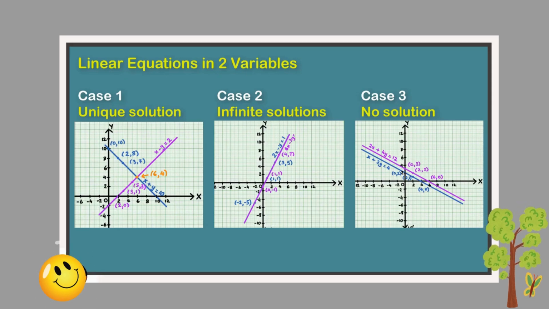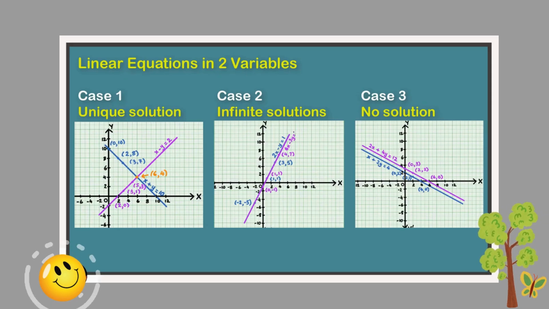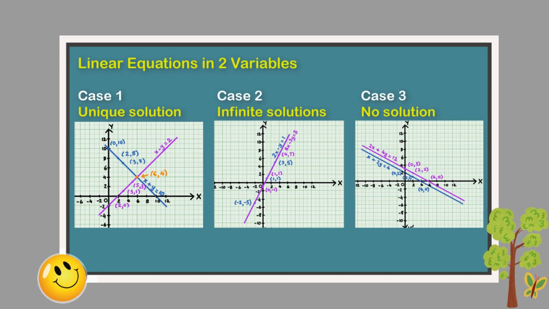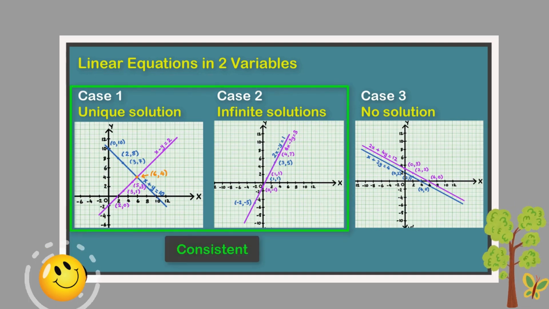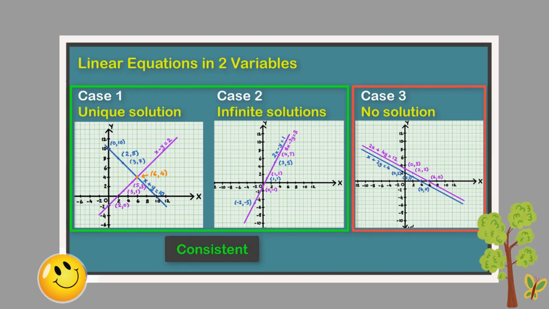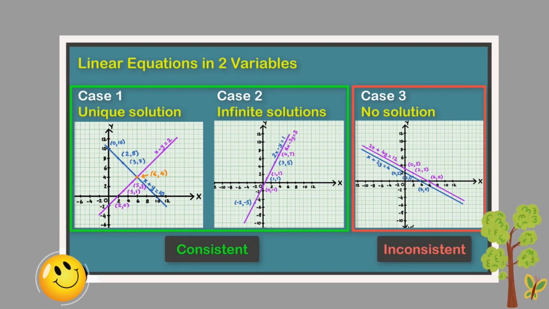Let's put the 3 cases on our concept board. If a pair of equations have a unique solution or infinite solutions, that is case 1 or case 2, then the equations are said to be consistent. But if they have no solution, then the equations are said to be inconsistent.